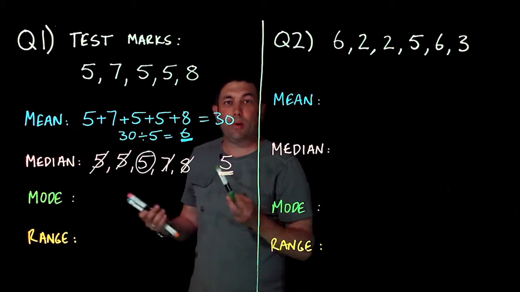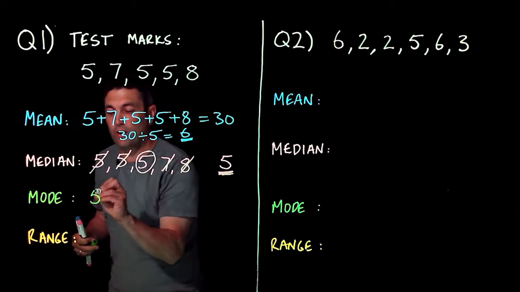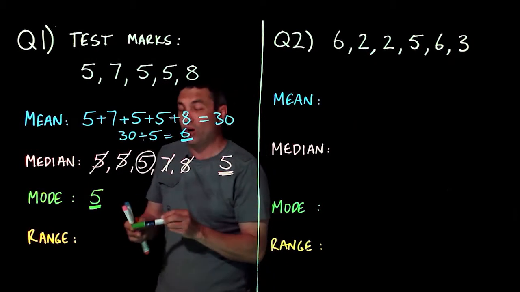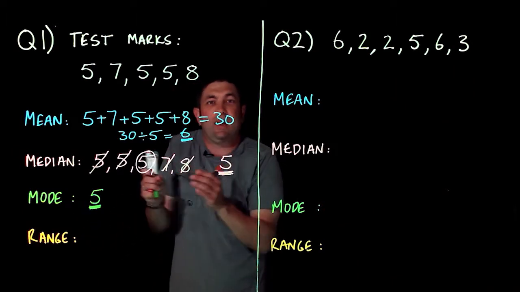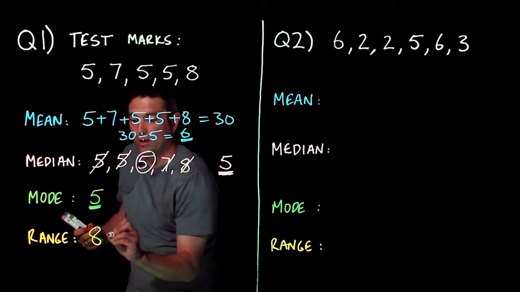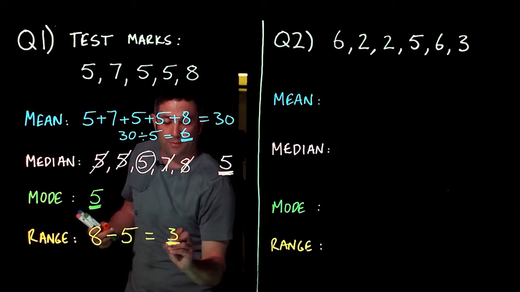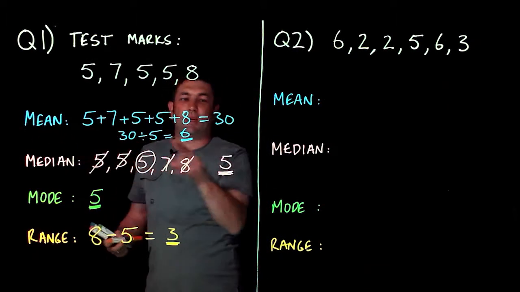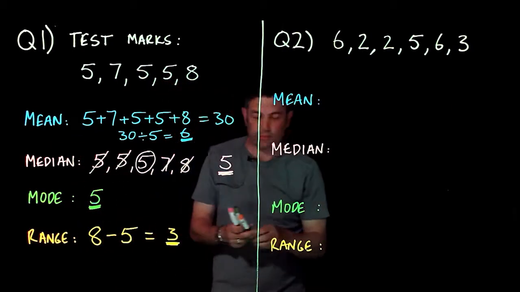Now the mode, a lot of people remember this as most. Okay, so which number appears the most in there? Well, the number 5 appears the most in there. It appears 3 times out of the 5 bits of data we have altogether. Now the range, again, I must stress this is not an average, but it measures how spread out your data is. So in order to do that, we do the largest one, take away the smallest one. So 8 take away 5 gives you 3. Now then, there are 3 averages. Like I say, average you would tend to think of as mean, but there are 2 others as well.